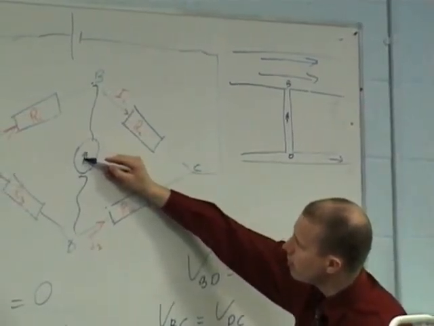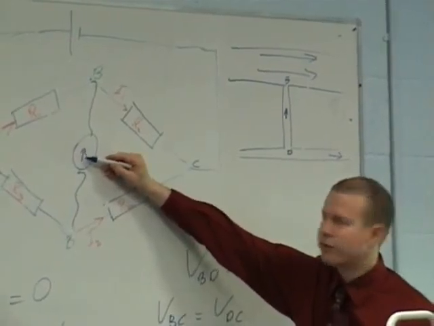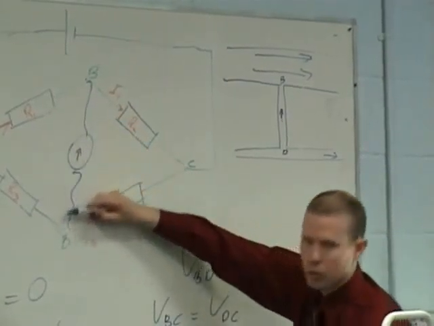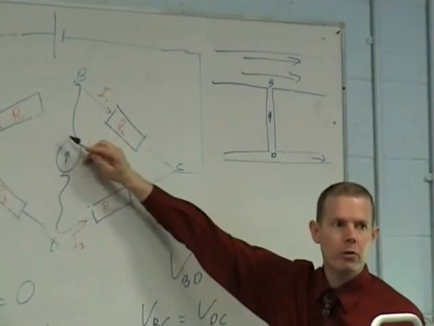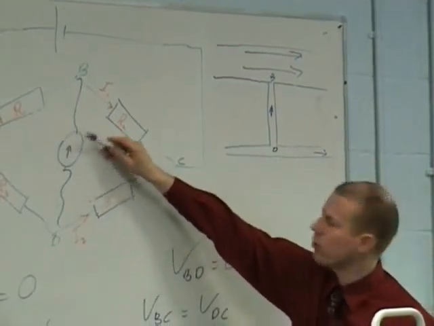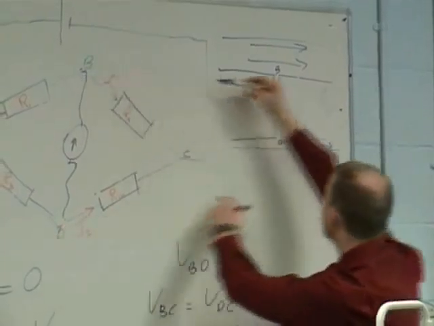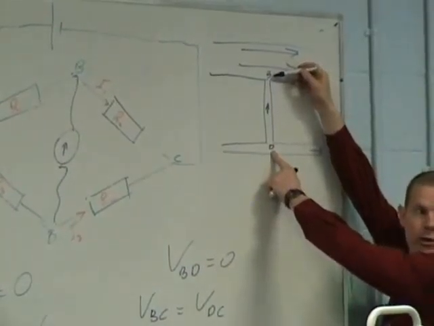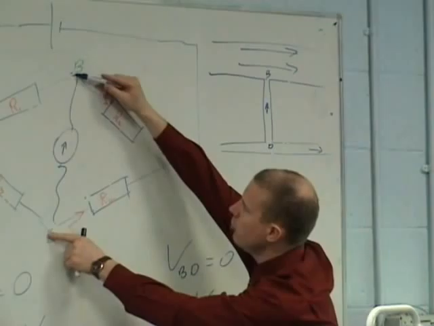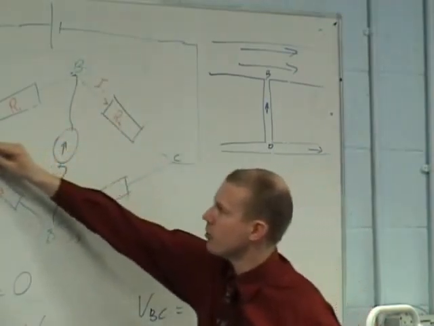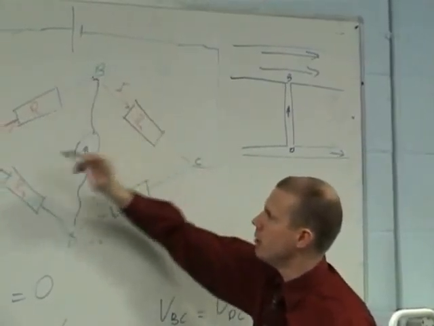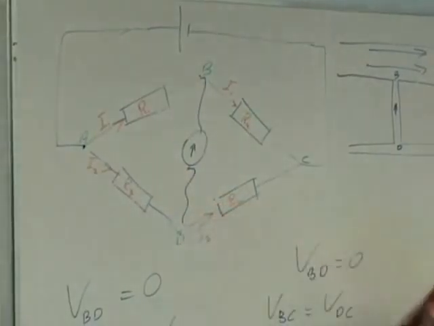If my galvanometer isn't moving, it's telling me there's no current going up or down. And current will only move if there is a potential difference. So if there's no current, it must mean that the potential between those two points is the same, just like the height between these two is the same. So if the potential between those two is the same, and they have the same common point, then the potential difference between AB must be equal to the potential difference between AD.